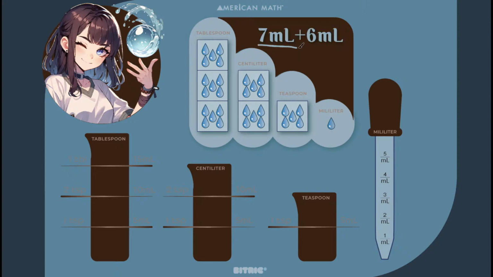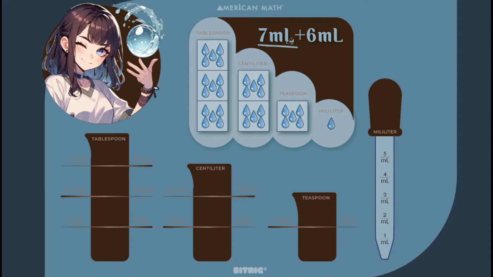So first off, let's start with 7 milliliters. Okay. So let's go down the list. We know a tablespoon holds 15 milliliters. We can't do that. A centiliter holds 10 milliliters. A teaspoon holds 5, and a milliliter is a single milliliter. Now, I'm going to go with what Mr. Bird did to see if I can grasp the understanding, because I feel like I understand it, and I can see if I can demonstrate that.